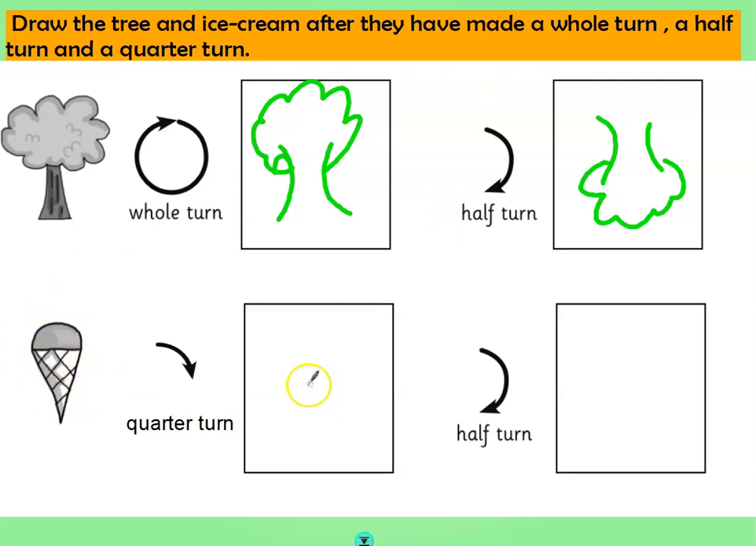I want you to draw an ice cream when it takes a quarter turn. How does an ice cream look after a quarter turn? Excellent. It looks like this. What about if an ice cream takes a half turn? Amazing.